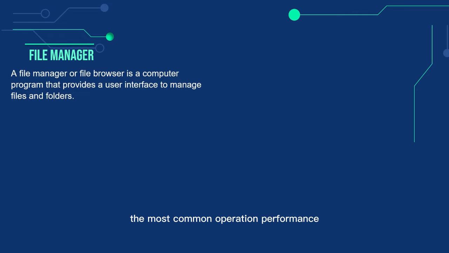The most common operations performed on a file or group of files include creating, opening, renaming, copying, moving, deleting, and searching files, as well as modifying file attributes, properties, and file permissions. Folders and files may be displayed in a hierarchical tree based on their directory structure.